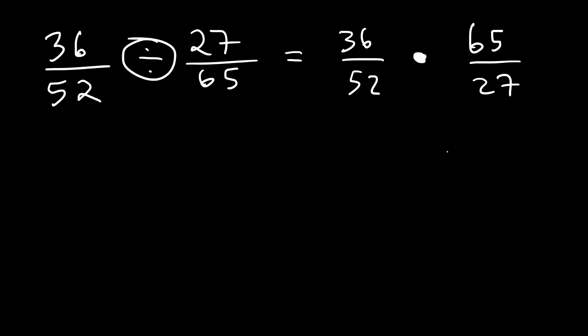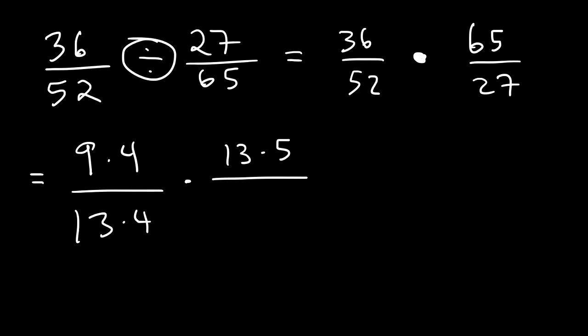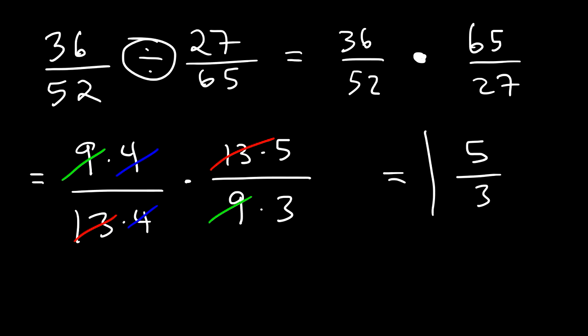So instead of multiplying 36 by 65, let's break down 36 into more manageable numbers. 36 is 9 times 4. 52 is 13 times 4. 65 is 13 times 5. And 27 is 9 times 3. So we could cancel a 13. We can get rid of a 4. And we can get rid of a 9. So the final answer for this problem is 5 divided by 3.